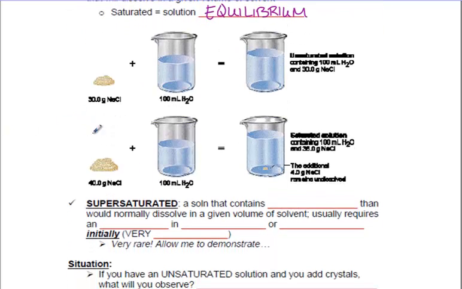So now what we do is we increase the amount of sodium chloride. We bump it up to 40 grams. We put it in the same amount of water, 100 milliliters. Now we actually have a saturated solution because whatever the maximum amount that the water could hold has now been completely dissolved, and there's just a little bit left over that just does not dissolve. So at this point we have a saturated solution containing 100 milliliters of water and only 36 grams of sodium chloride, and 4 additional grams of sodium chloride then remains undissolved and falls to the bottom.